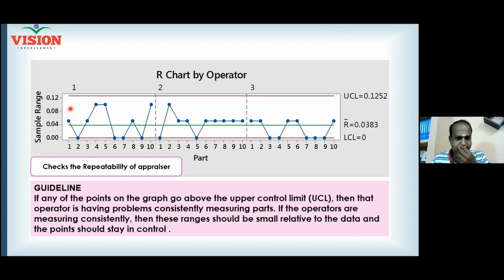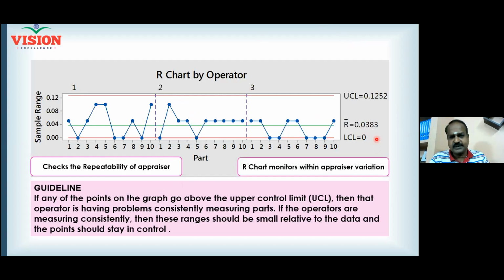Appraiser 1, his repeatability you are seeing here. Appraiser 2, his repeatability you are seeing here. Appraiser 3, his repeatability you are seeing here, right? And of course, it monitors the within appraiser variation. Now there are 3 appraisers: 1, 2, and 3. Now tell me who is doing good? Appraiser 3, sir. And who seems to be the bad among the 3?